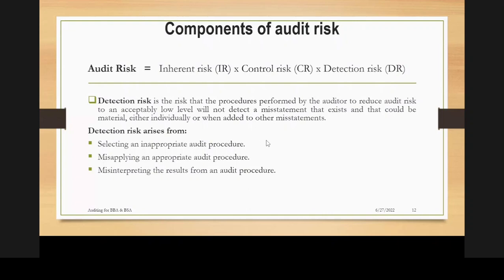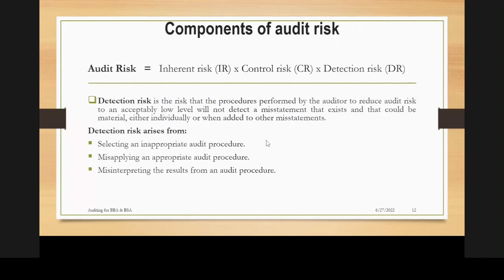One, it may be because the auditor used an inappropriate audit procedure. For example, you want to confirm existence of a motor vehicle owned by the company, but then you only do vouching. Or you want to confirm the value of the stock held by a supermarket, and you don't attend a stock take. So you selected an inappropriate audit procedure. That procedure cannot help you detect a material misstatement in the financial statements.